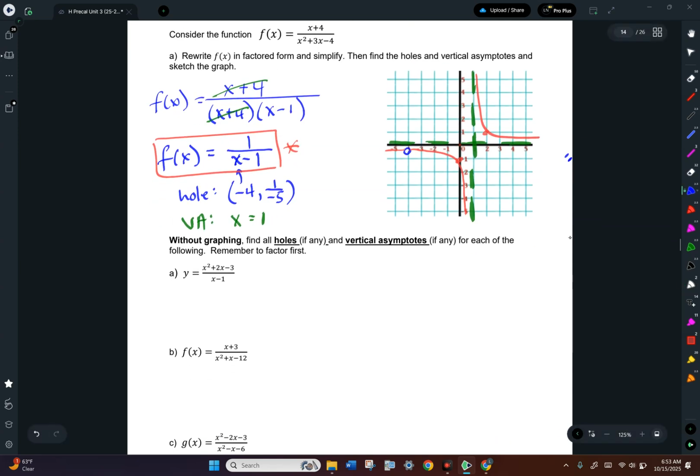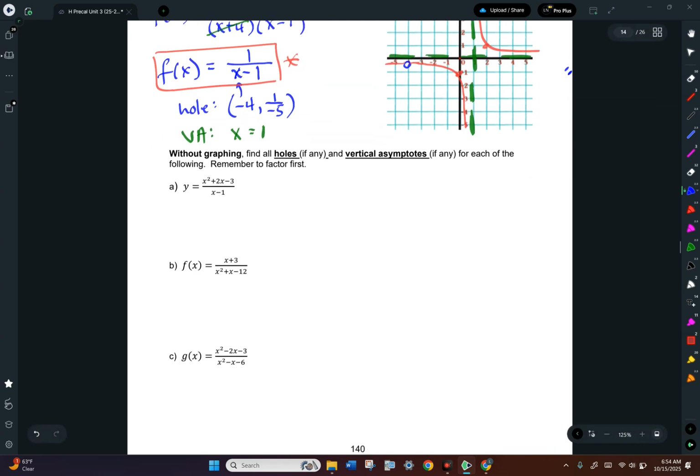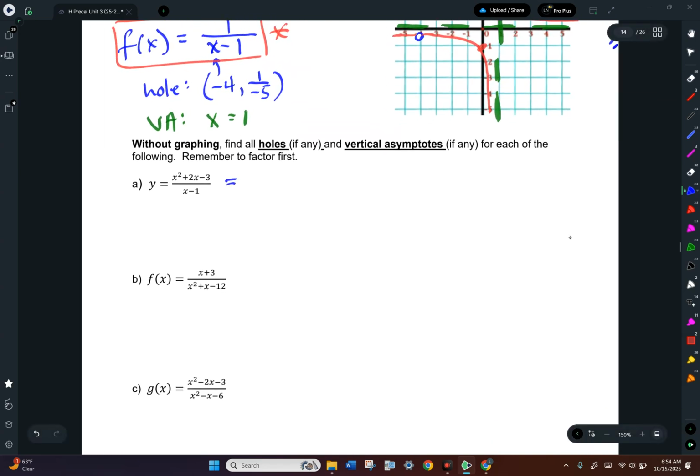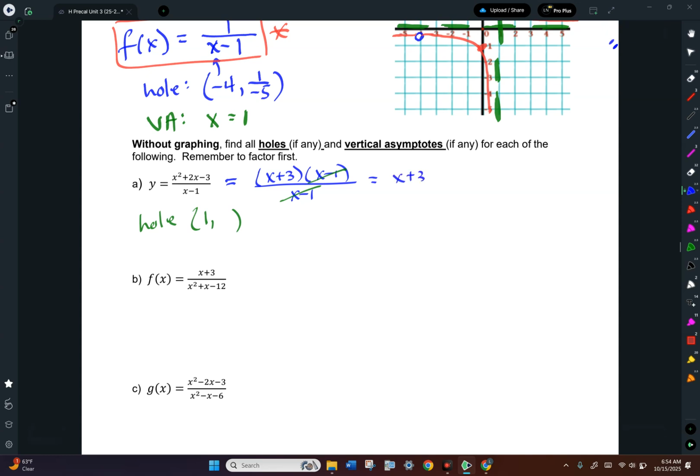All right, so what do we have? It says without graphing. So this time we're not going to go as far as to graph, but let's just think about it: find all holes and vertical asymptotes. So remember, the key here is factor everything. So let's start by factoring. I'm going to say (x plus 3)(x minus 1). Excuse me. So in this case, I know there's a hole when x is 1. And remember, if I write down my simplified answer, I just have x plus 3.